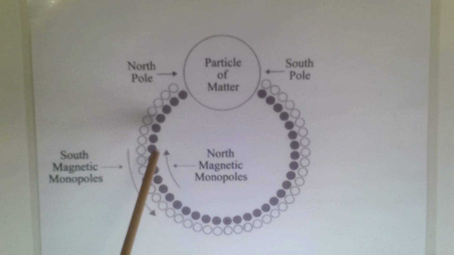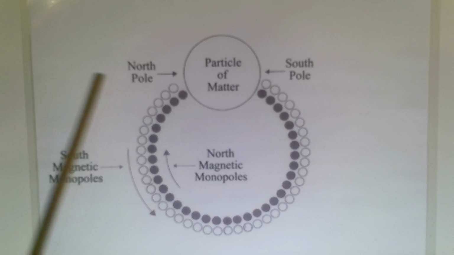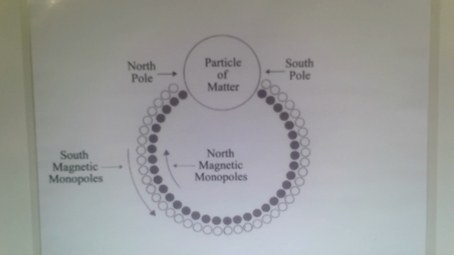It's the perpetual motion of these monopoles, not to be confused with the perpetual motion machines you see on the internet that supposedly run your house for free and all that. They don't exist. But this form of perpetual motion does, because you can see the end result.